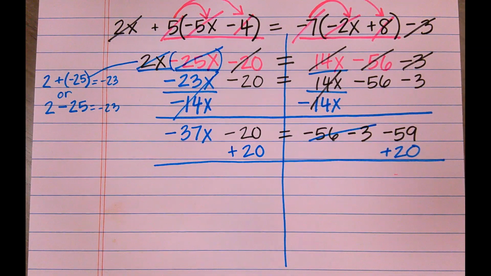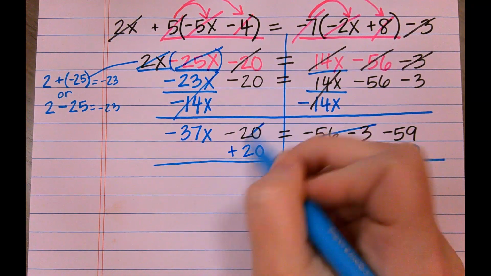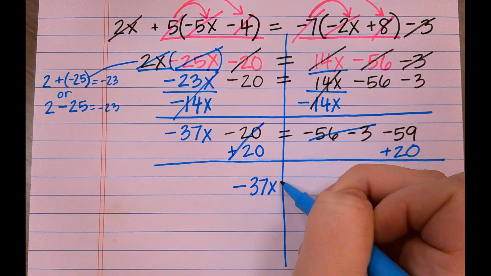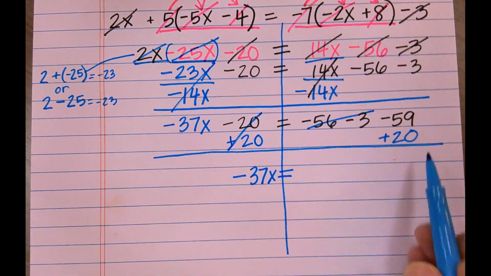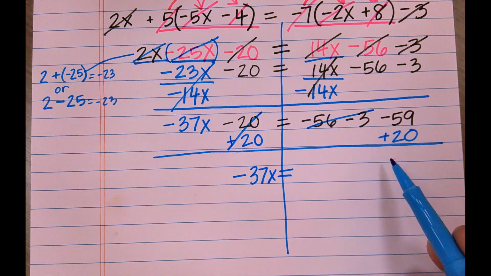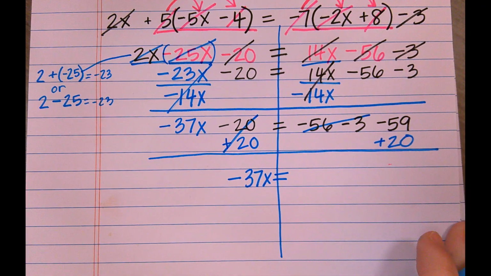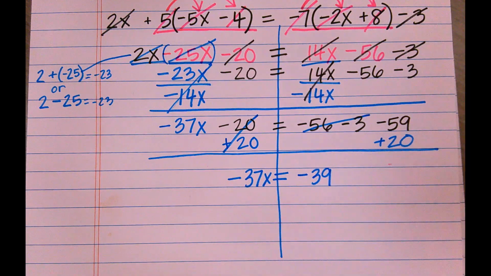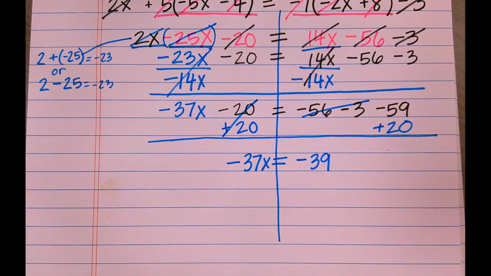Okay, so now what? Bring down your negative 37x. Those are going to cancel there. So negative 37x, bring down my equal. And what happens here? Take the negative 59 and add to it. Yes, negative 59 plus 20 is negative 39. And look, we're almost done.